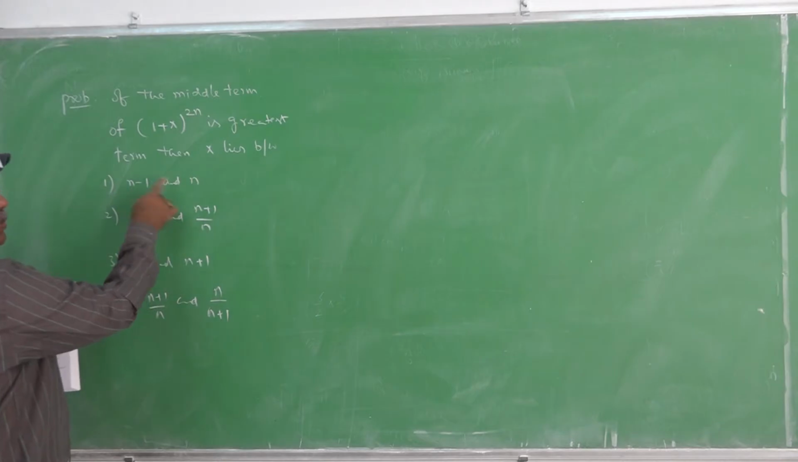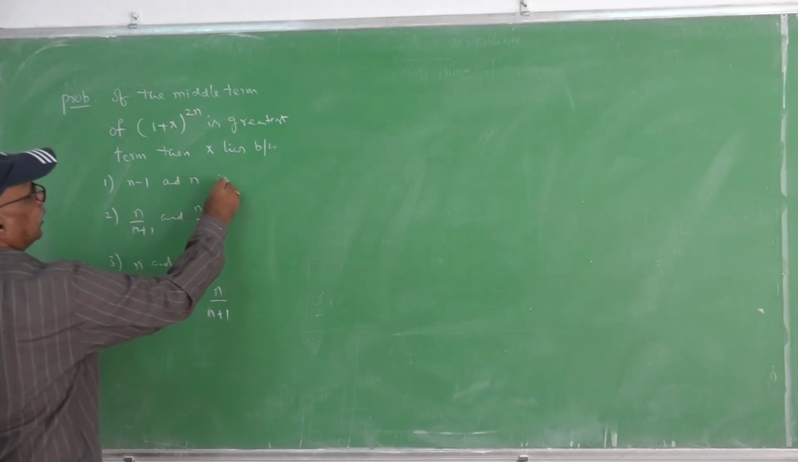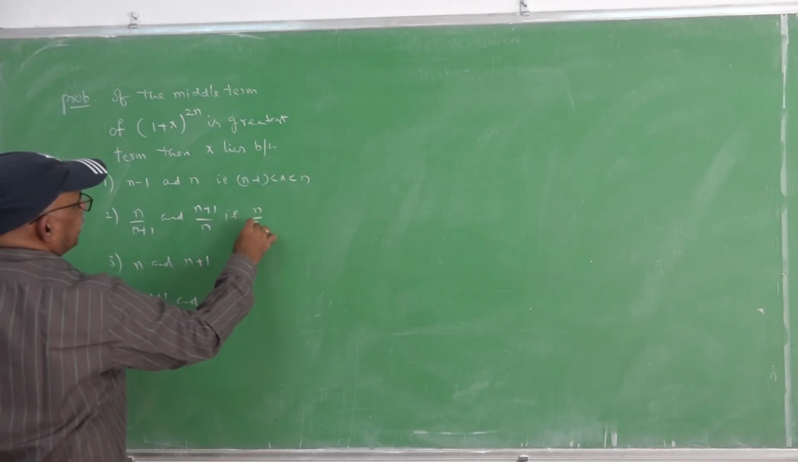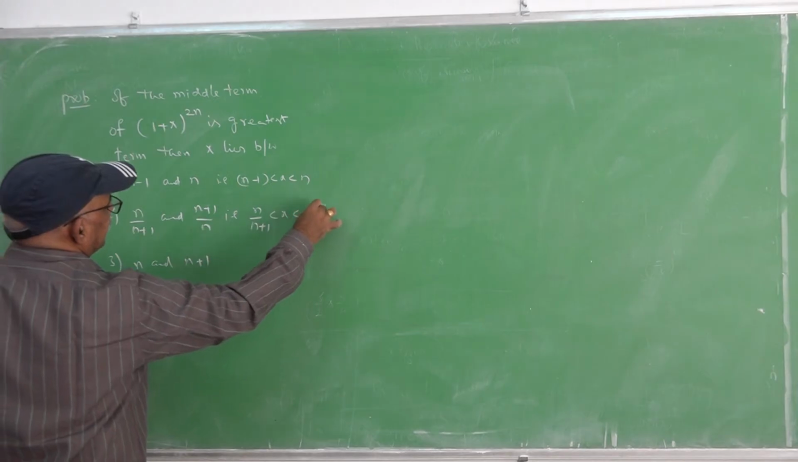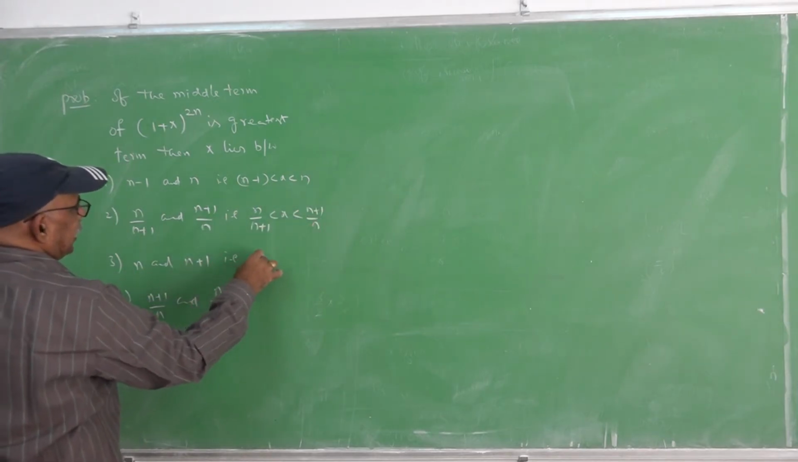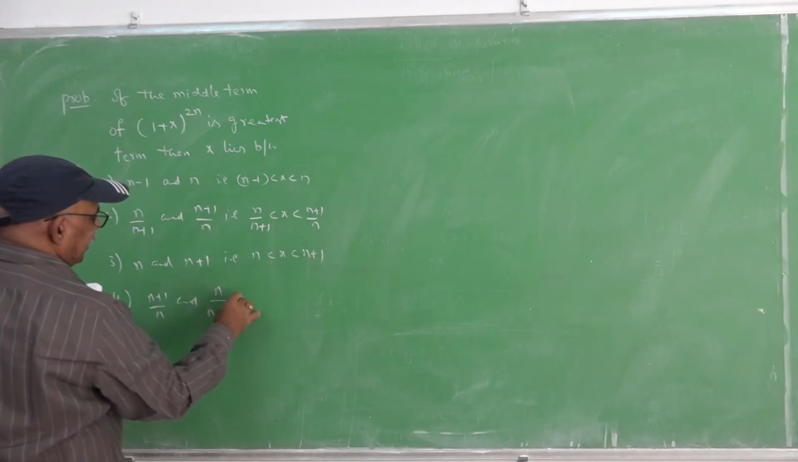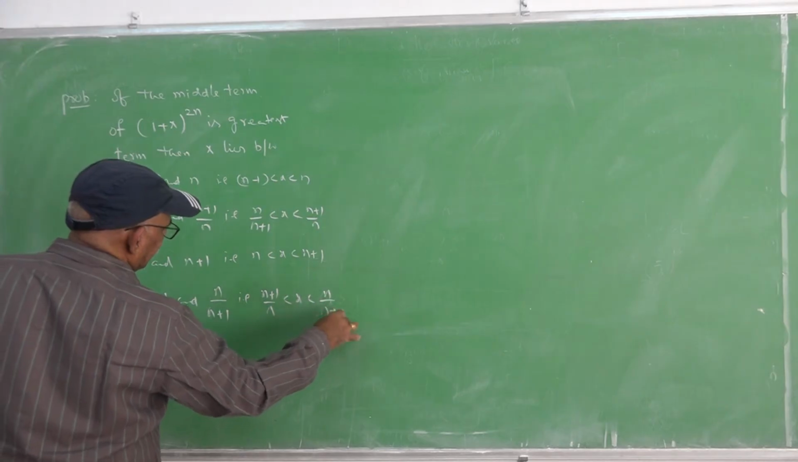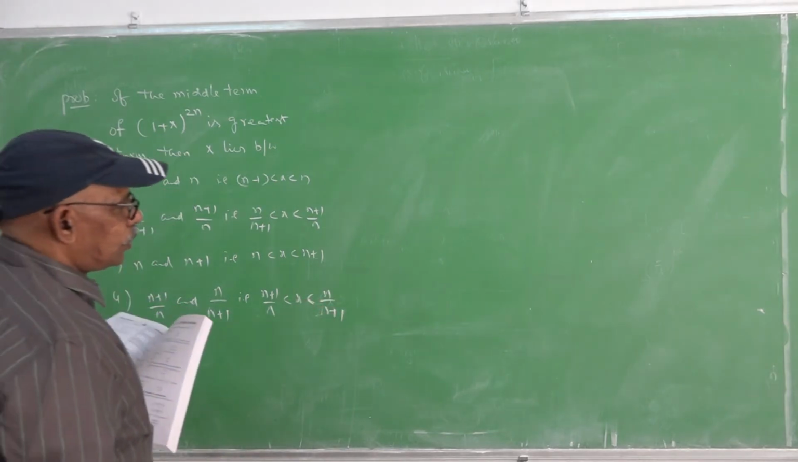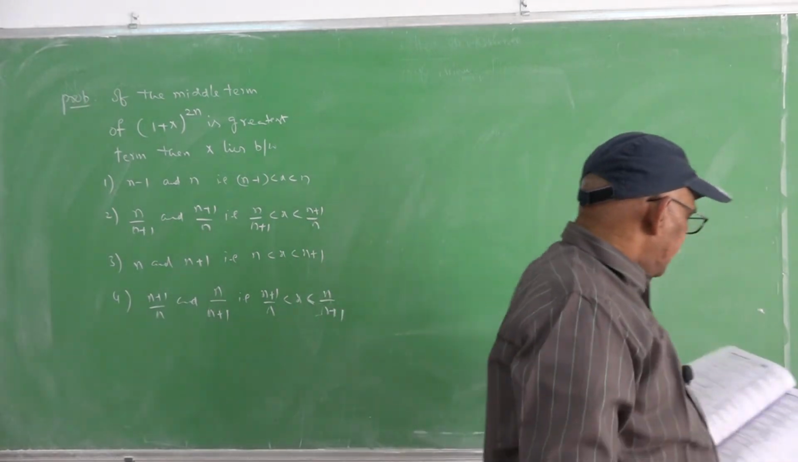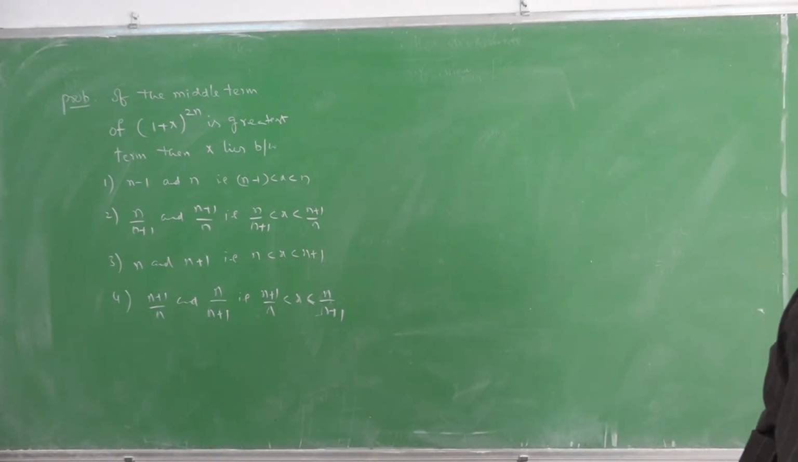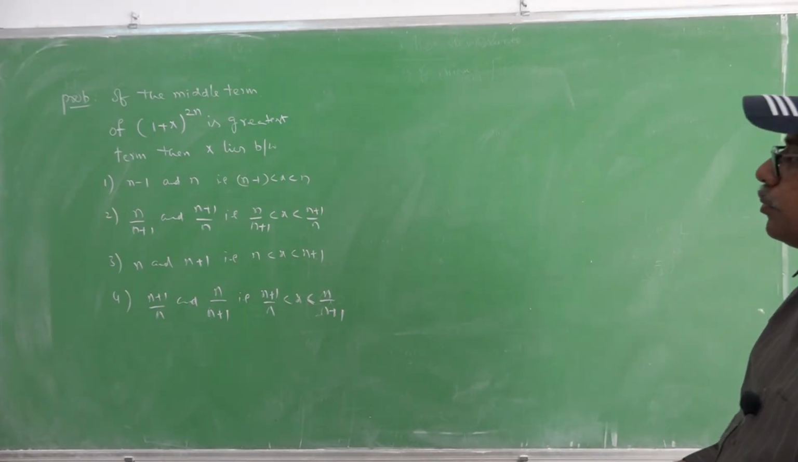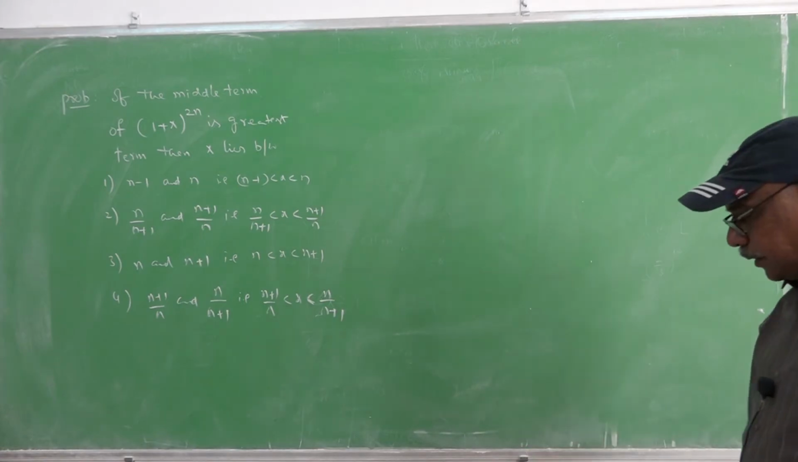That means x lies between n minus 1 and so on, like this. In this case, n by n plus 1 is less than x is less than n plus 1, like this. That is n is less than x is less than n plus 1. That is n plus 1 by n is less than x is less than n by n plus 1. Which inequality follows? The range of x is to be calculated here. Once the middle term of the expansion is the greatest term, then x lies in.